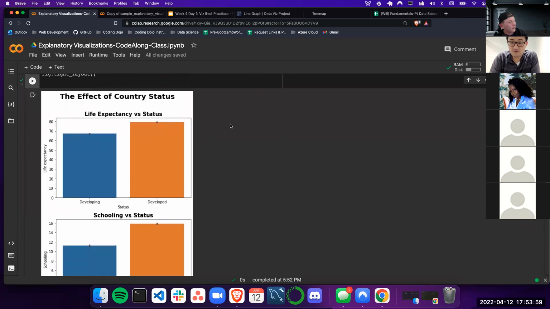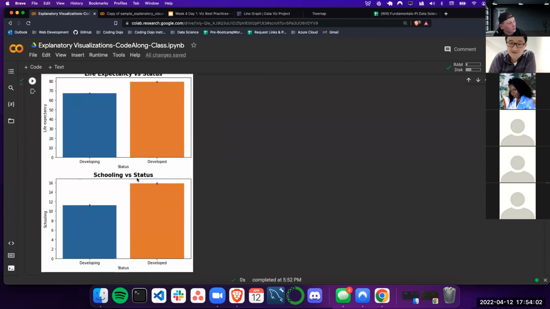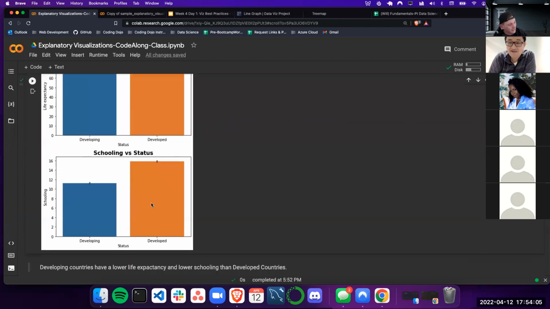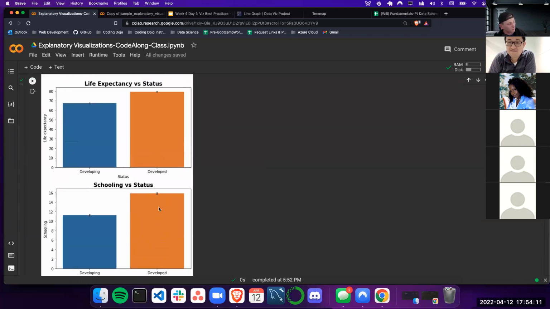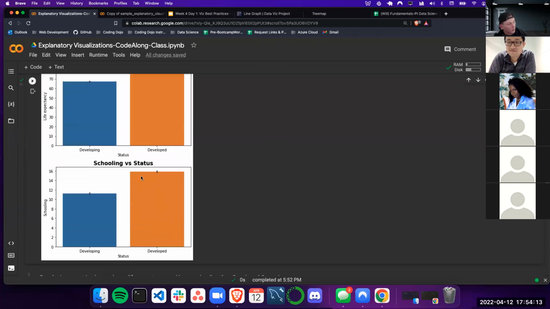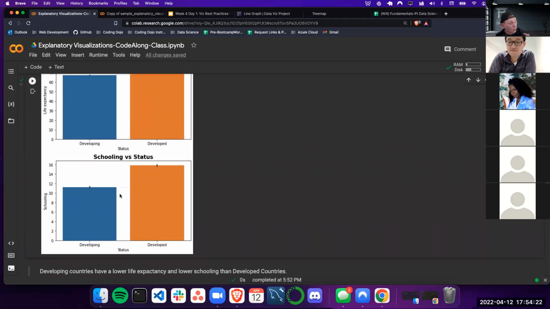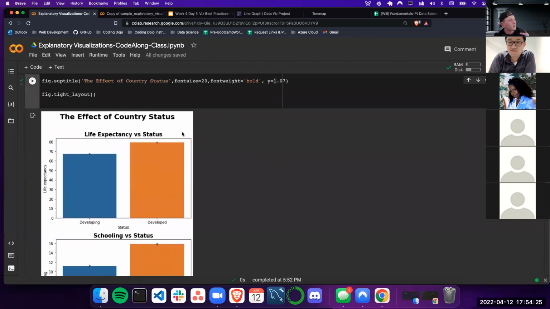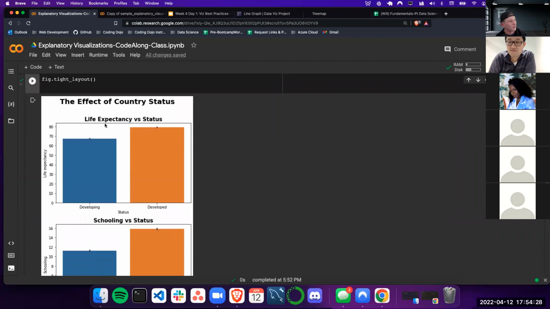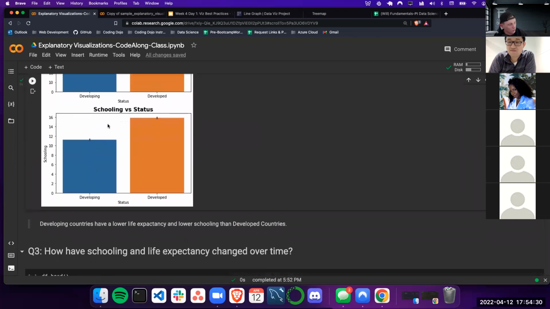And here I can fit this to where it says, okay, schooling versus status. I can see, yes, developed does have a higher impact on schooling, right? So if they are developed, on average, it's 16, and on average, it's somewhere around 77, 80 versus developing. We can see on both. This is a great descriptor that, yes, the country status does affect life expectancy, and it does affect schooling. So developing countries have a lower life expectancy and lower schooling than developed countries would be a great way to sort of walk through that.